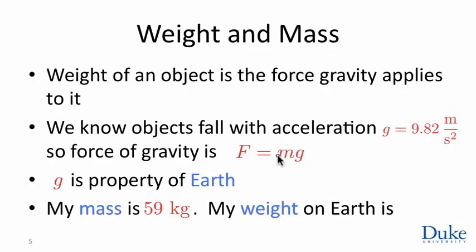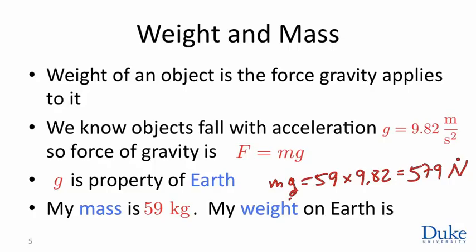m is a property of the object. g is a property of Earth. We often say that I weigh 59 kilos. A more correct statement is that my mass is 59 kilos. My weight here on Earth is mg, which is 59 kilos times 9.82 meters per second squared, or, doing the calculation, I believe I did it right, 579 kilos times meters per second squared, which is 579 newtons. My weight is 579 newtons.